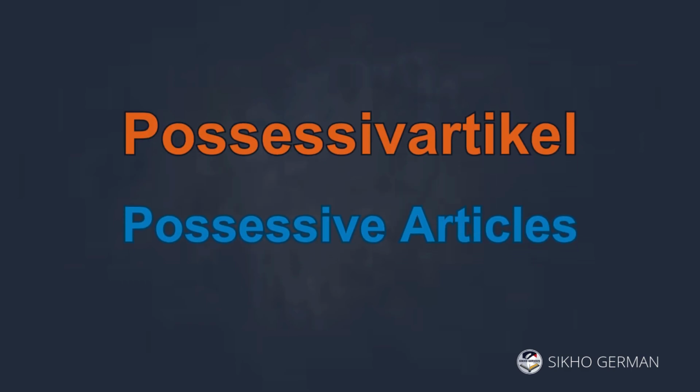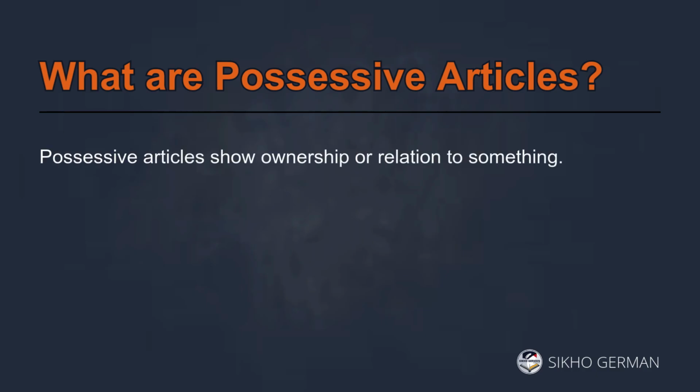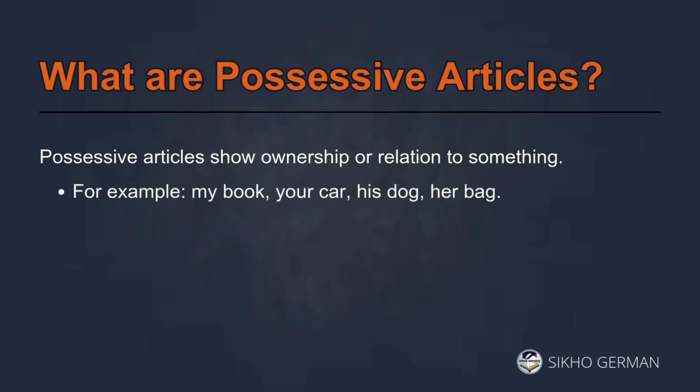Today's topic is Possessivartikel. Possessive articles. These are the words we use to show that something belongs to someone or is related to something. Just like the regular articles you've learned, possessive articles also change based on case, gender, and number. Possessive articles show ownership or relation to something. For example, my book, your car, his dog, her bag. These words tell us who something belongs to.